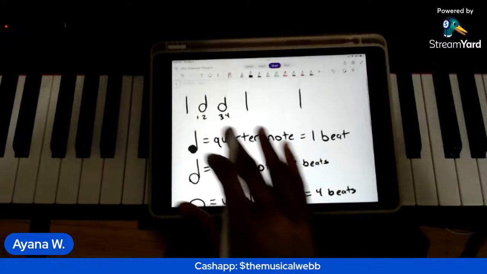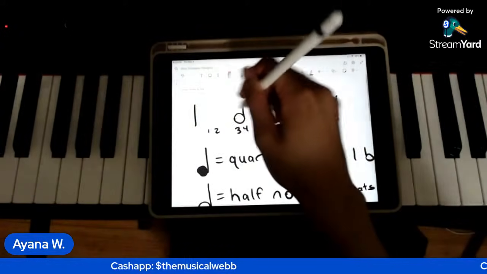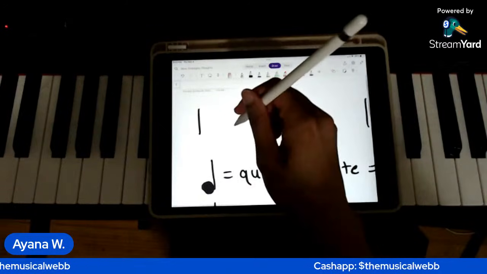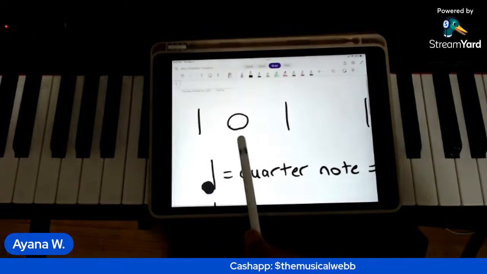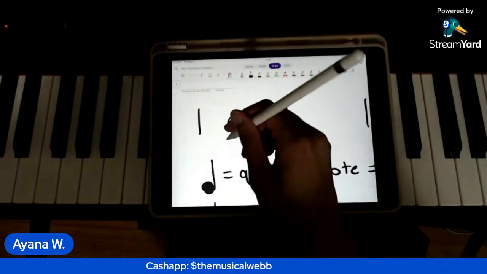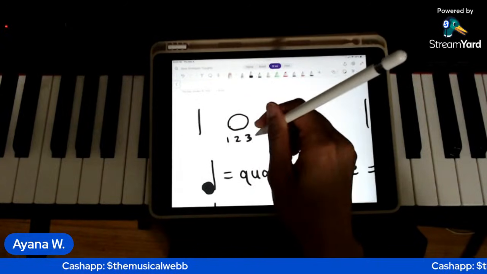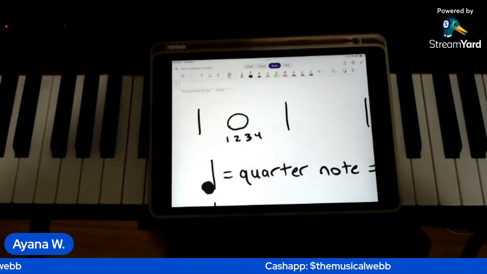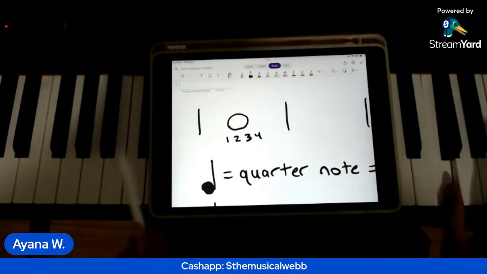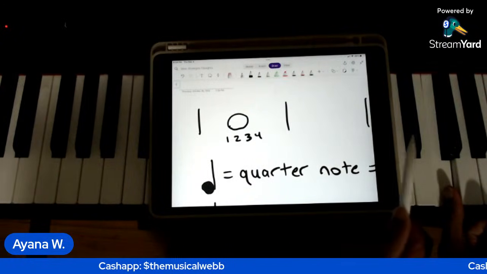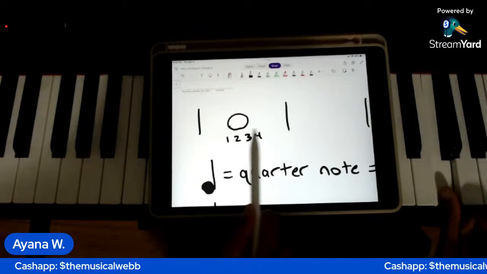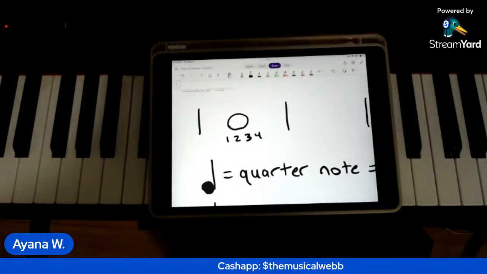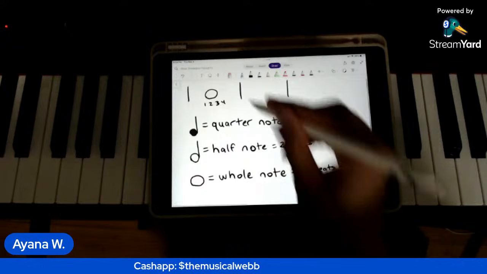So what does this look like in a measure? We're going to erase these guys. Because the measure itself is 4 beats and that note is 4 beats long, you'll only be able to fit one of these in here. And it's going to take up all 4 beats. So that means you're going to hold that note for all 4 beats. So it would be 1, 2, 3, 4.